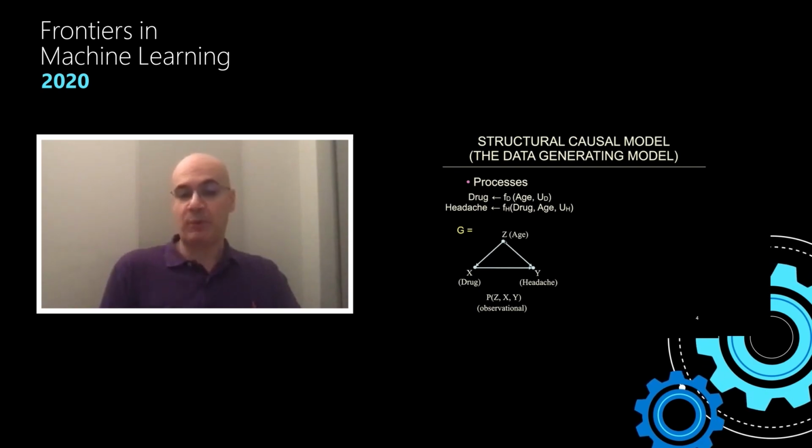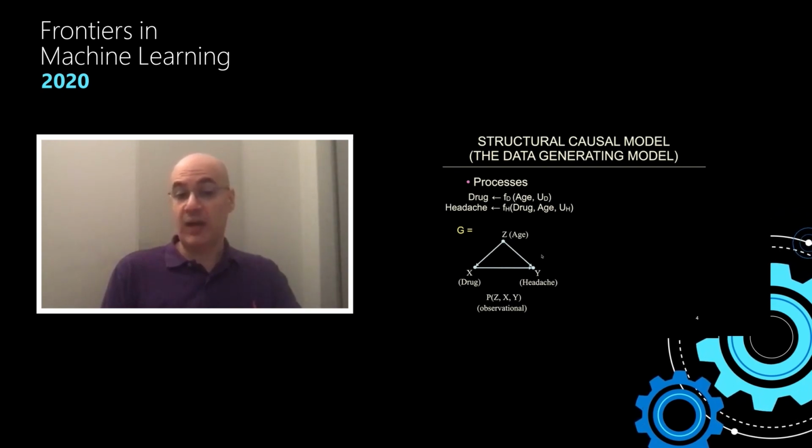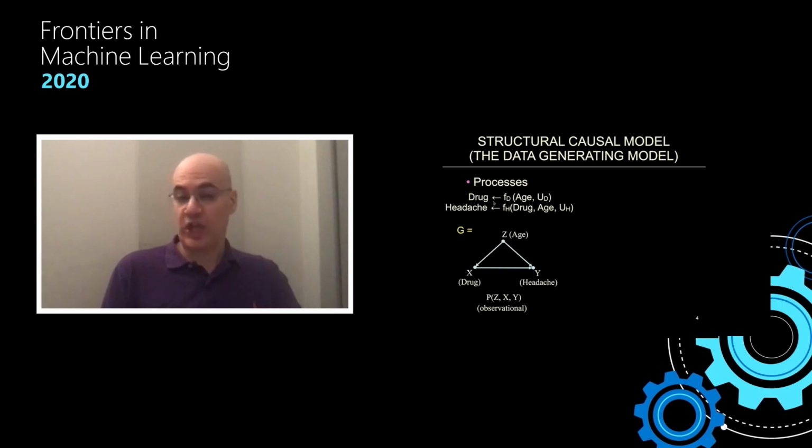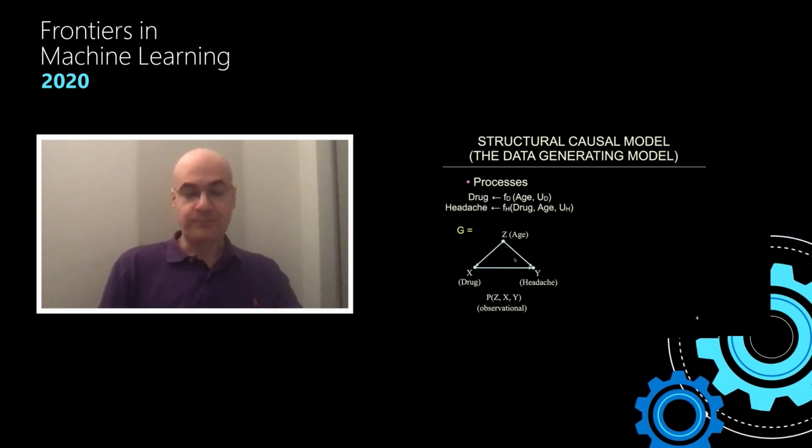Now we have, for example, that age participates in the mechanism of headache, F sub H. Then there is an arrow here from Z to Y, from age to headache. The same with drug. There's this arrow from X to Y, and the same age here also participates in the F sub D. Note here that in the graph, we don't have the particular instantiation of the function. We are just preserving the arguments that we have there.